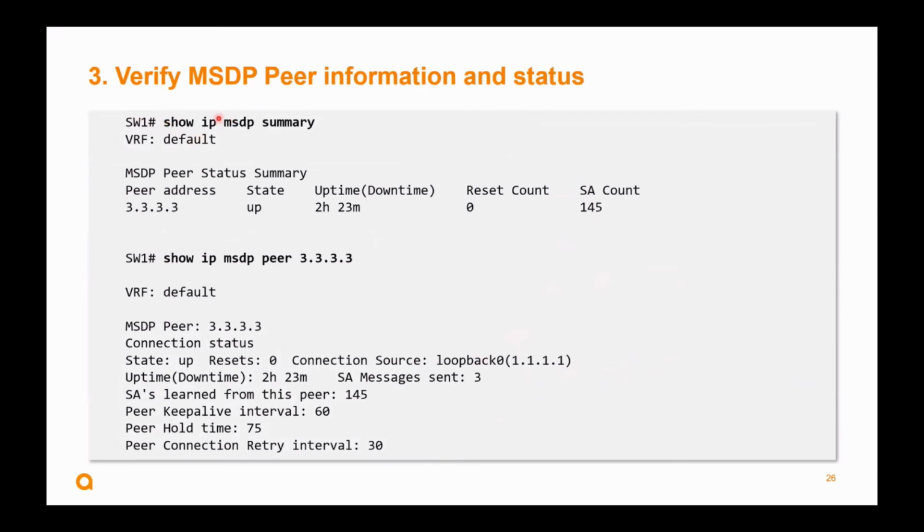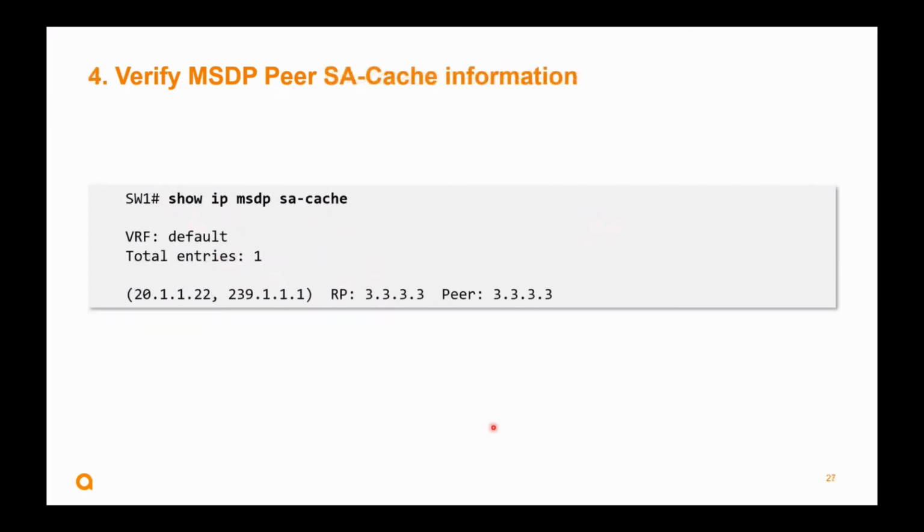Step number 3, verify the MSDP peer. You have two commands: one for a specific peer, or the summary, which will show you all the peers, and you can see the source active counts and that the peers are up. That's the show ip msdp summary command. Show ip msdp peer 3.3.3.3, we can see the peer IP address, how long it's been up, then the intervals, and of course how many source active messages have been sent.